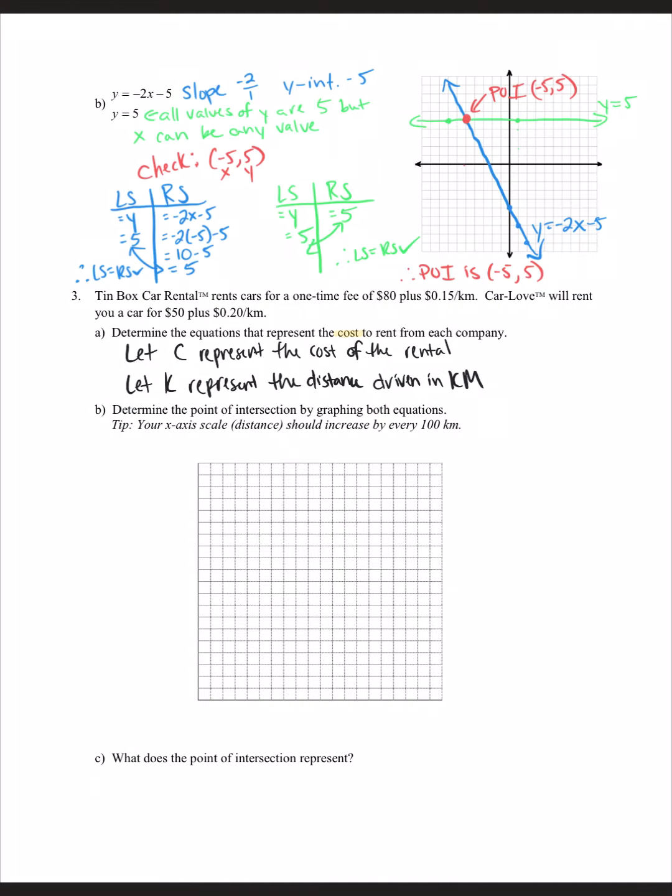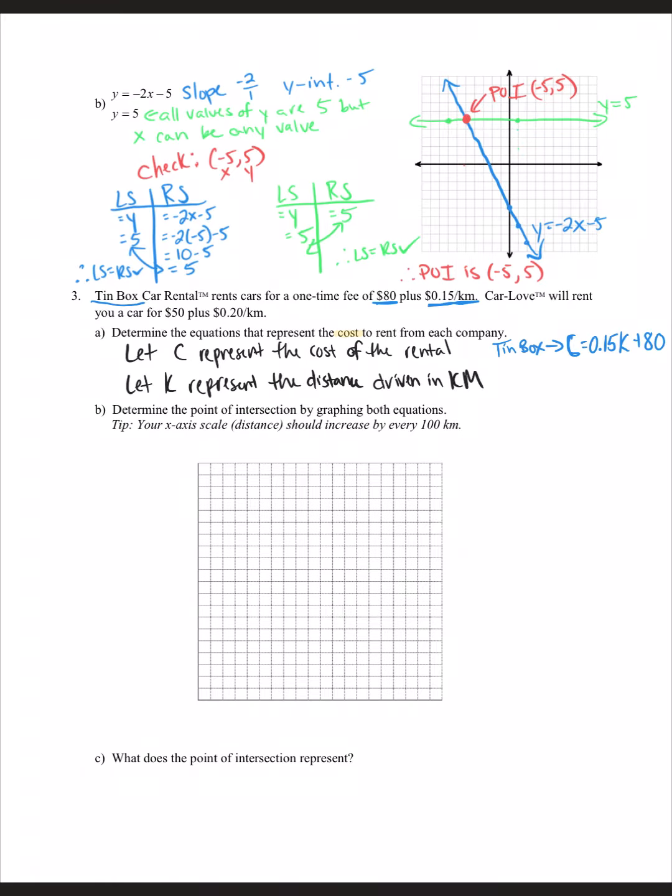So let's first look at Tin Box Car Rental. It says there's going to be a one-time fee of $80 plus 15 cents per kilometer. So we're trying to figure out what's the cost to rent from Tin Box. So we know we have a variable for that. It's going to be cost equals, and then it's going to be our one-time fee plus the fee per kilometer. So I'm wanting this to look like the equation of a line we've gotten used to. So we're going to say it's going to be 15 cents per kilometer. So 0.15 times that K, right? That's going to be the kilometers driven, plus a one-time fee, which in this case is 80.